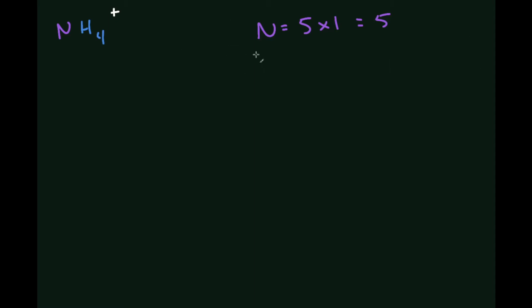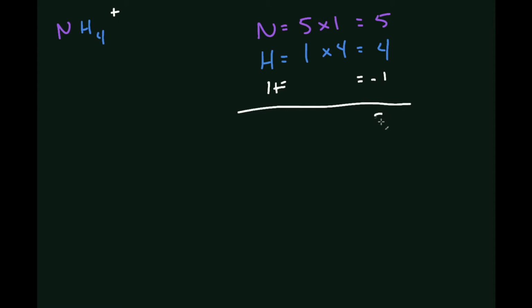Now for the hydrogen, that's going to have 1 valence electron, but how many do we have? So we have 4, so that's going to be 4, and then we have a 1 plus charge. So remember, if we have a positive ion charge, what are we going to do? So we're going to subtract the number of electrons. So we're going to have 1 minus. So 5 plus 4 minus 1, that's going to be 8 valence electrons.